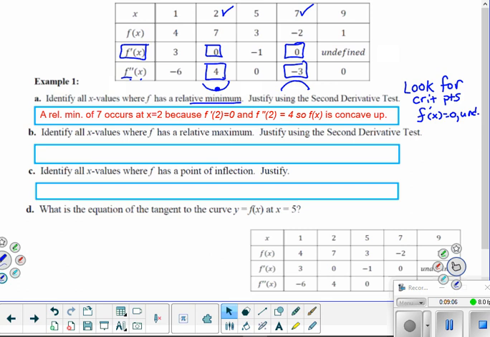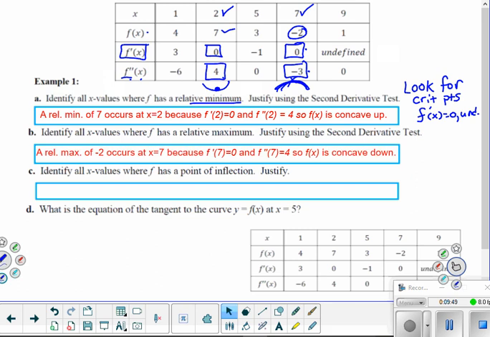My wording would be a relative min of 7, yep, we do have that information, occurs at x equals 2 because f prime of 2 was equal to 0 and f double prime was equal to 4, so f of x is concave up. You could also say which is greater than 0, if you wanted to tag that on there. Now let's identify where there's a relative max. First derivative 0, that's a critical point, second derivative negative, that means concave down. Well then at 7, we must be hitting a relative max. And that relative max value is the y value of the original function.